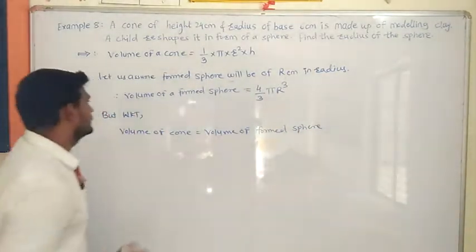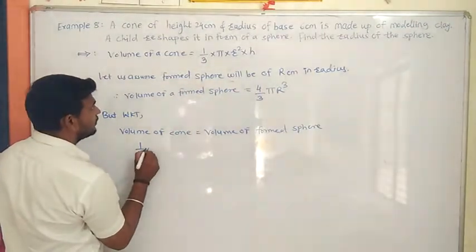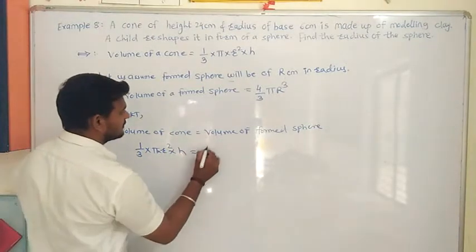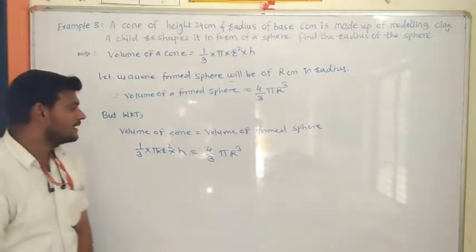Volume of a formed sphere. Put all the values here. What is the volume of a cone? Volume of a cone is 1/3 pi r square h, which is equal to 4 by 3 pi r cube.